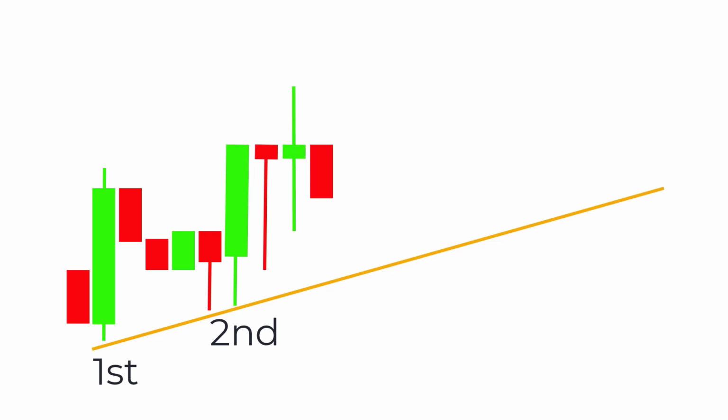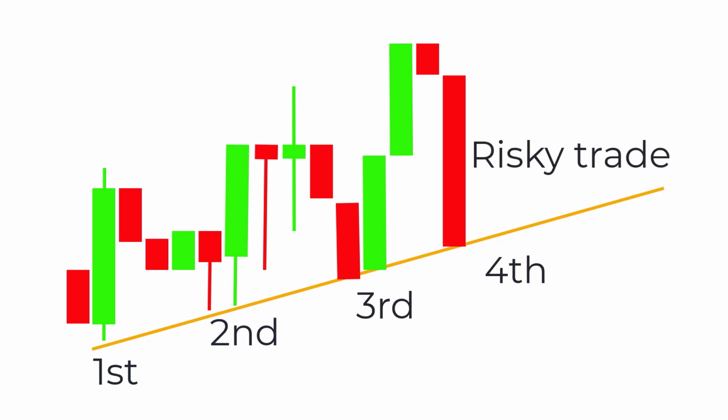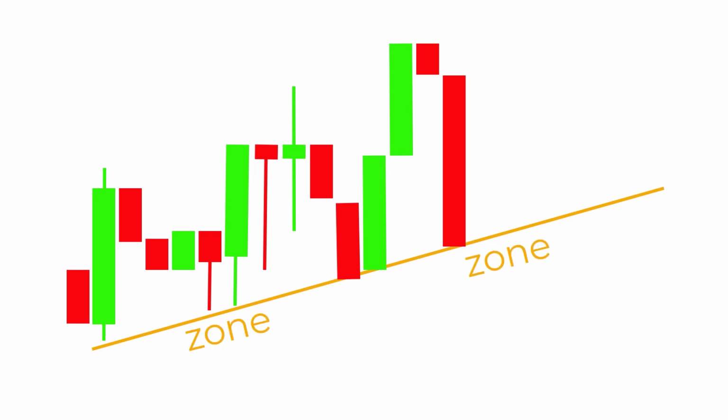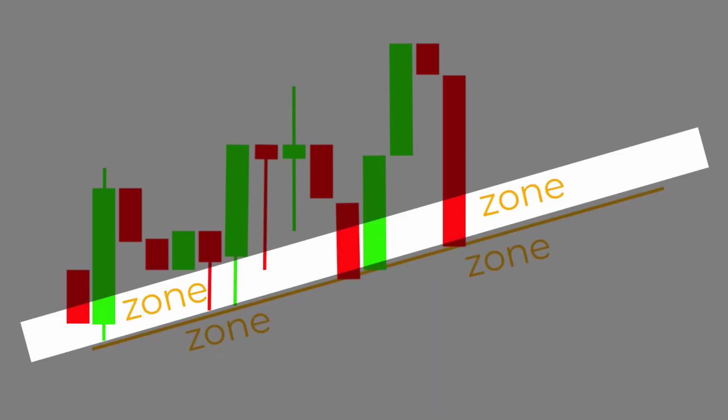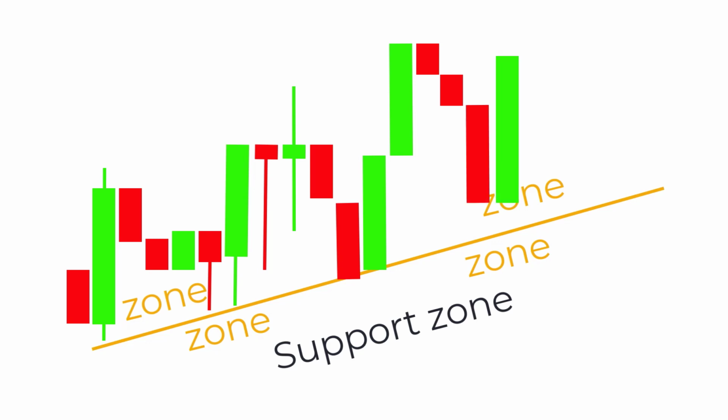Also, the fourth touch must happen slowly. So if the price moves sharply during the fourth touch, then the trendline becomes more risky to trade. Keep in mind that in case we have an uptrend line, then the area below and above the trend line is a support zone. So, if the market gets closer to the trend line and gets rejected before touching it, then in that scenario, the touch will still count.